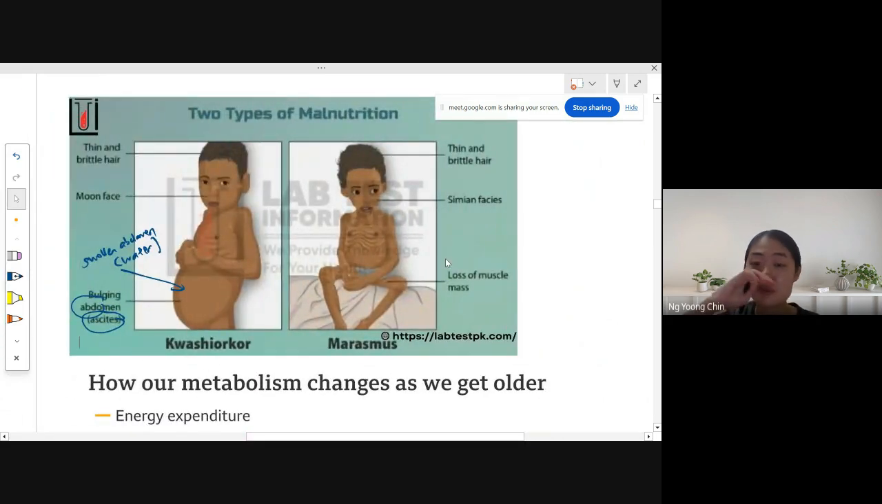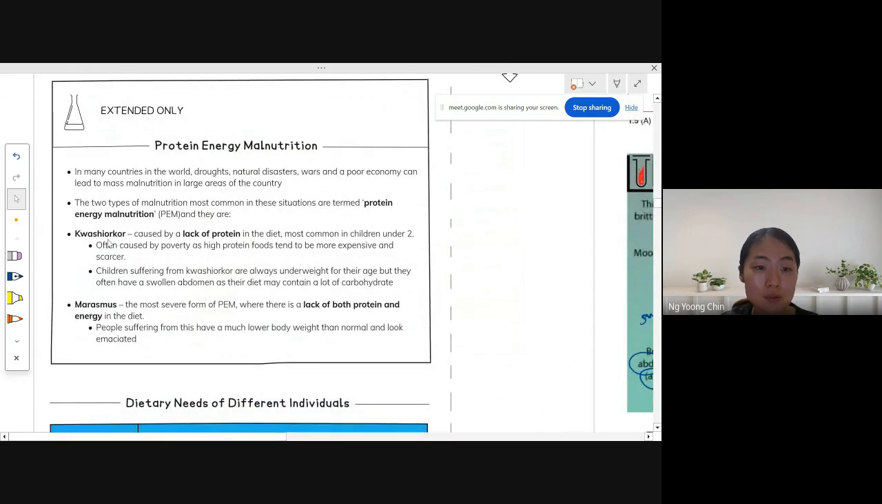So as we know, the functional proteins help in building muscle, for tissue repair and growth. So if you don't have enough proteins, you're losing your muscle mass. Because you don't have enough protein to help you build the muscle. So you can see that the kids suffering from malnutrition are very, very thin. Okay, they don't have extra fats under their skin. Okay, so kwashiorkor is caused by the lack of proteins in the diet.